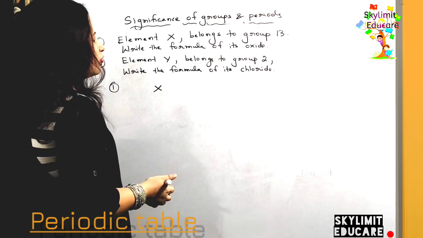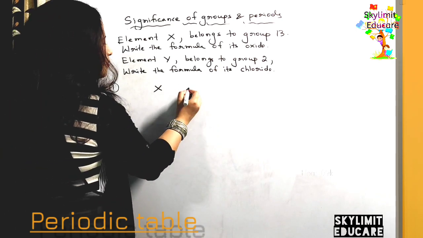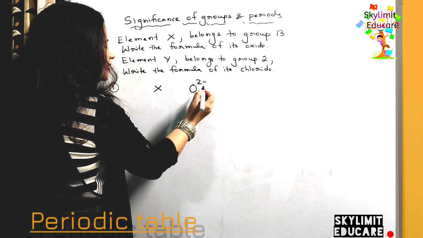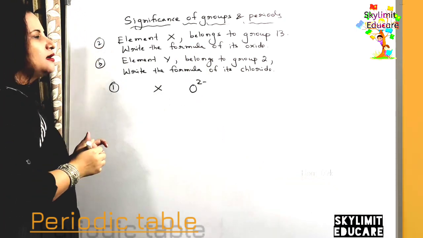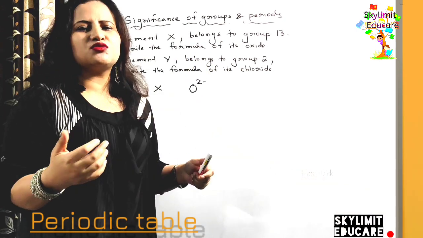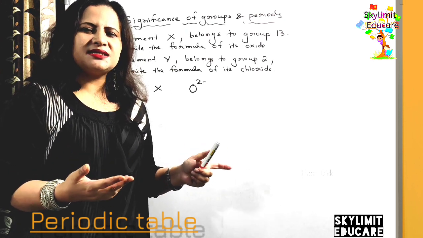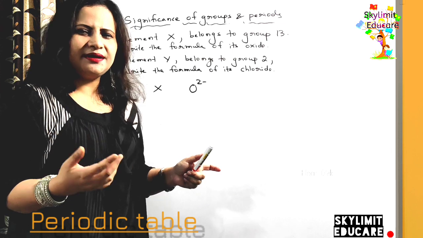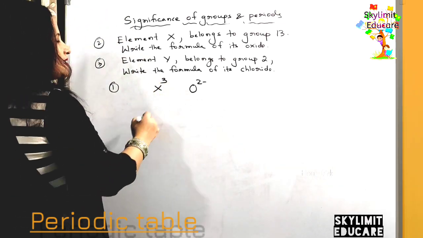You know how to write the chemical formula by the crisscross method. Oxide is O, and its valency is 2 minus. What will be the valency of this element X? It belongs to group 13, so how many valence electrons does it have? We subtract 10 from 13. So 13 minus 10, the valency will be 3. So the valency is obviously 3 plus.